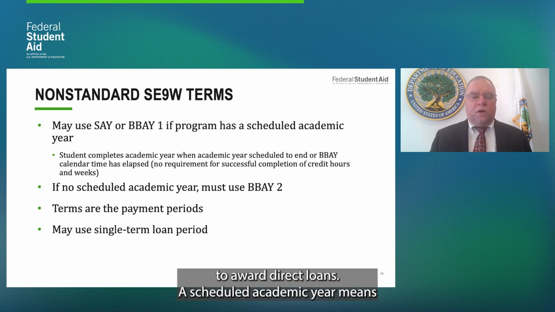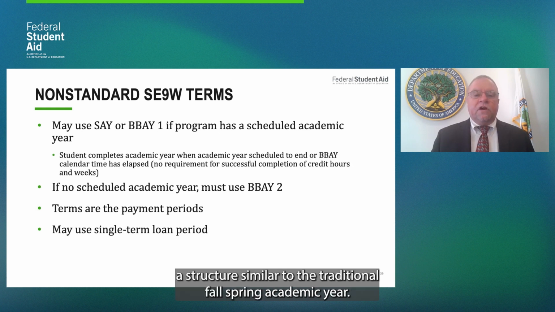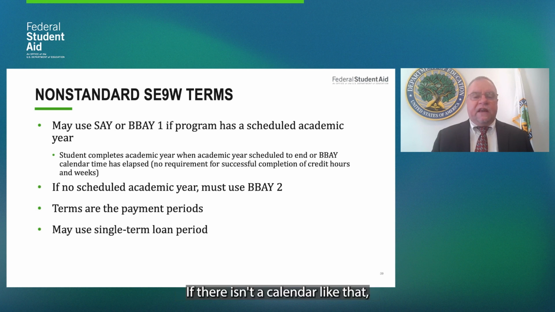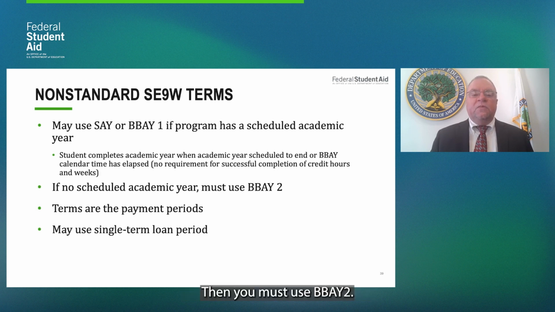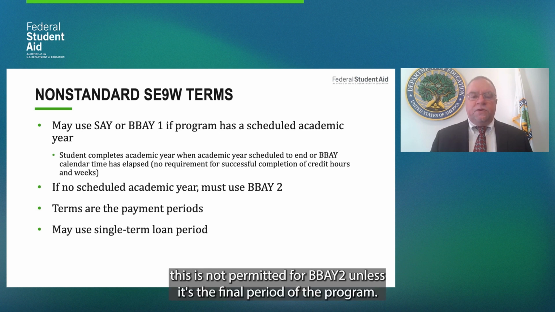A scheduled academic year means a structure similar to the traditional fall-spring academic year. If there isn't a calendar like that, for example, students can start in any term and enroll in cohorts, then you must use BBAY2. You may use a single-term loan if you are using SAY or BBAY1. This is not permitted for BBAY2 unless it's the final period of the program.